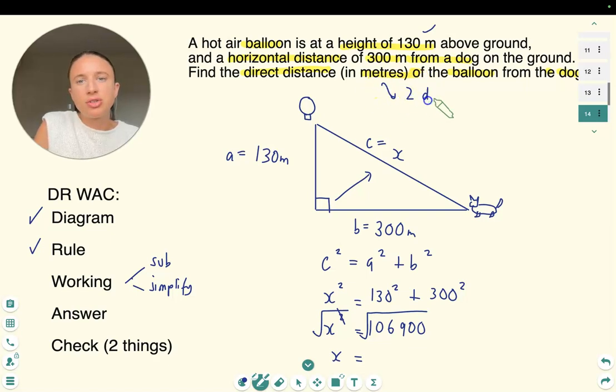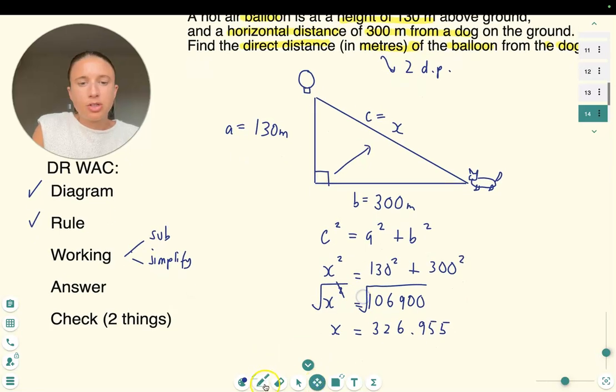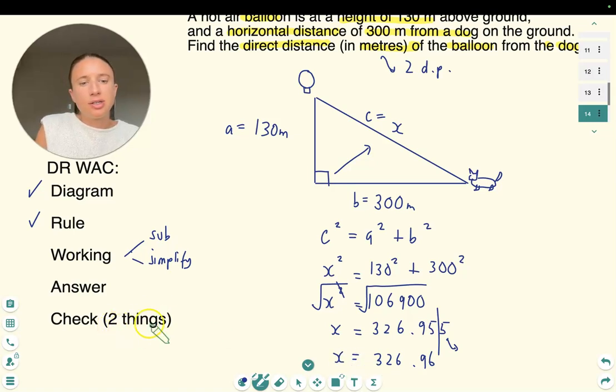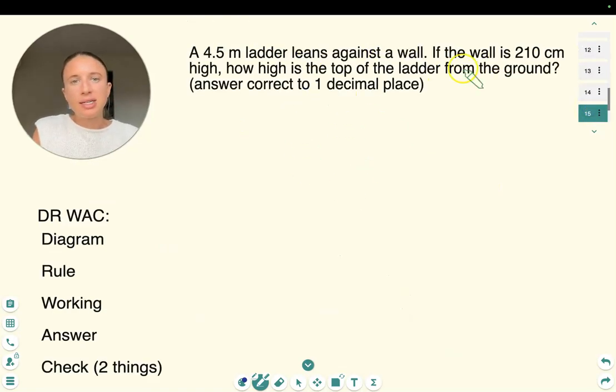And I forgot to say 2 decimal places. So we plugged in meters, we should get out meters. This is the answer I get in my calculator. If I'm doing 2 decimal places, that means this digit means we round up. So it should be 326.96. So always check those 2 things at the end, your units and your decimal places, because you can lose marks pretty easily.